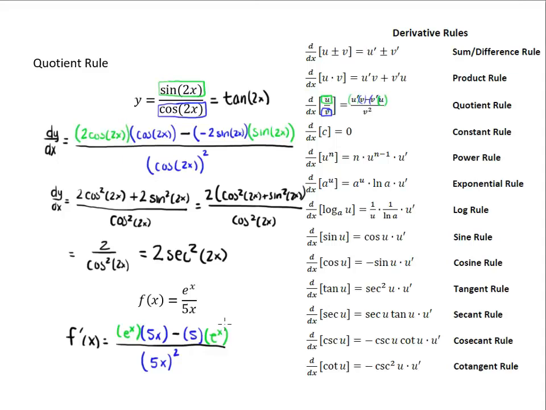You could clean that up a little bit. I'm not going to, because I'm lazy, and that is the answer. That is the derivative, and you're done. So that ends up with the quotient rule.